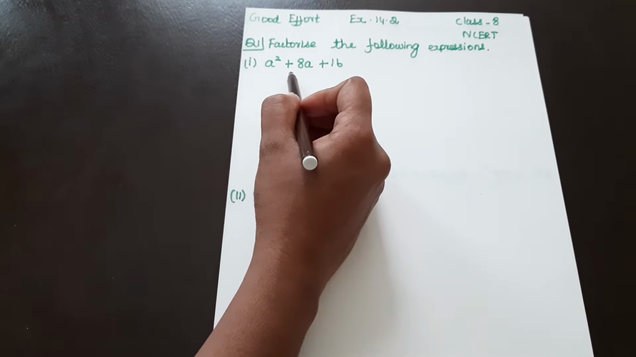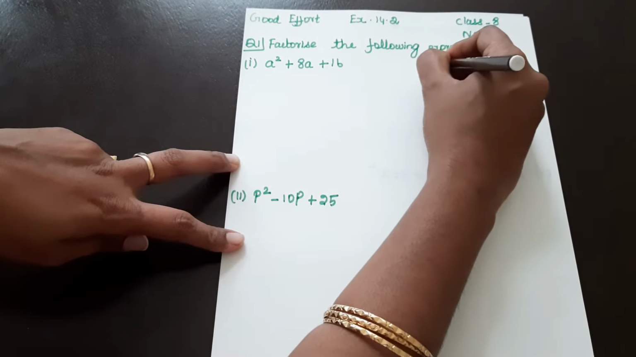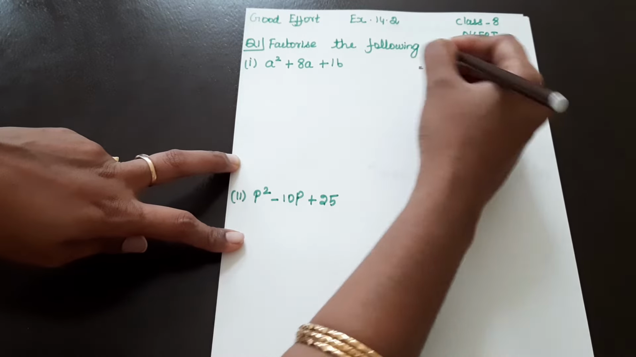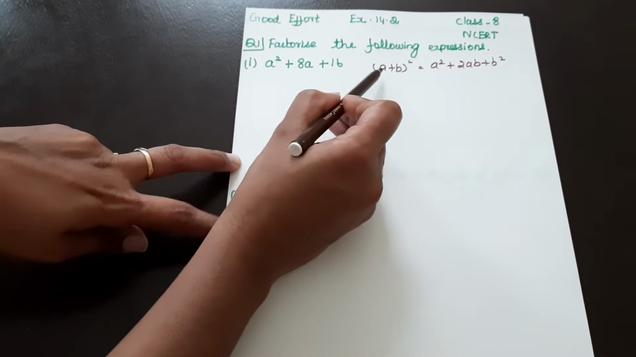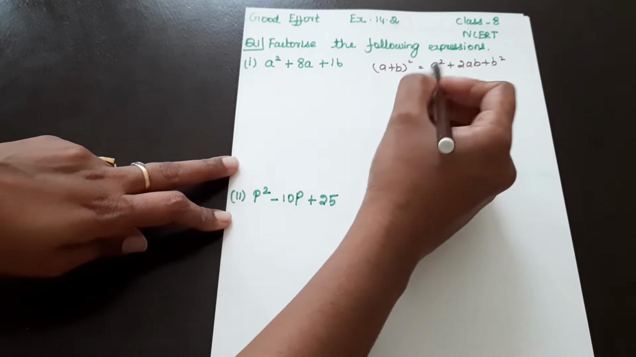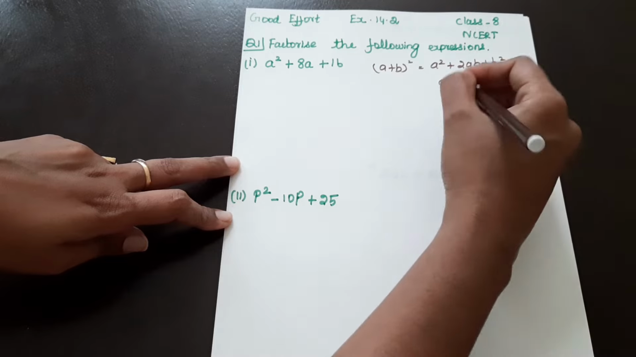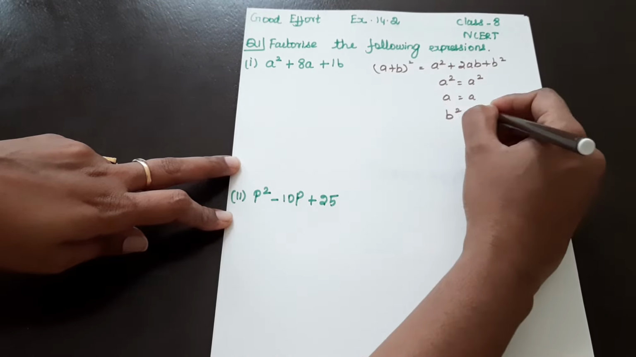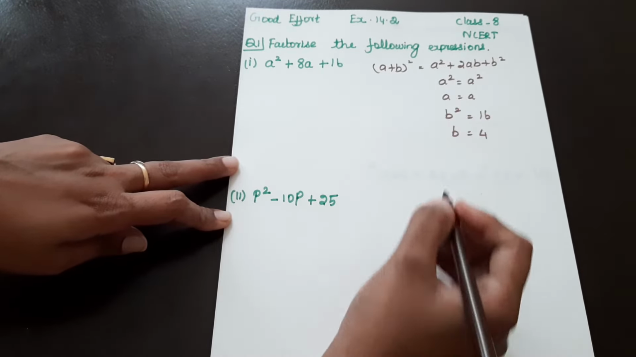For this we can use the identity a squared plus 2ab plus b squared. The identity for this is (a plus b) whole square. So the answer should come in the form (a plus b) whole square. Here a squared is a squared, so a is a. B squared is 16, so b is 4, since 4 into 4 is 16.